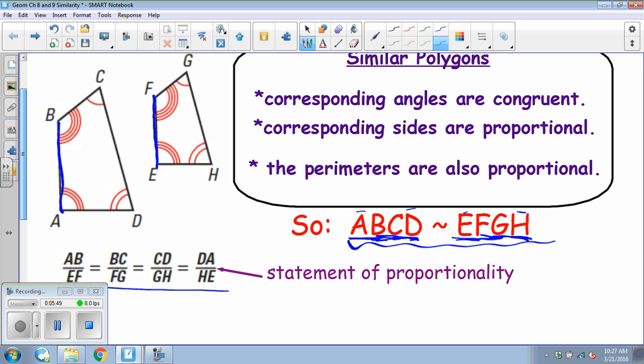Now, AB divided by EF, if these are proportional, they're similar figures, that ratio is going to be equal to BC over FG, so this over this. And that's going to be equal to CD over GH, so this divided by this. And then lastly, that's going to equal DA over EH. So in order for it to be similar, in the first set of problems, it'll ask you, are they similar? You have to check all those ratios and make sure they're all equal.